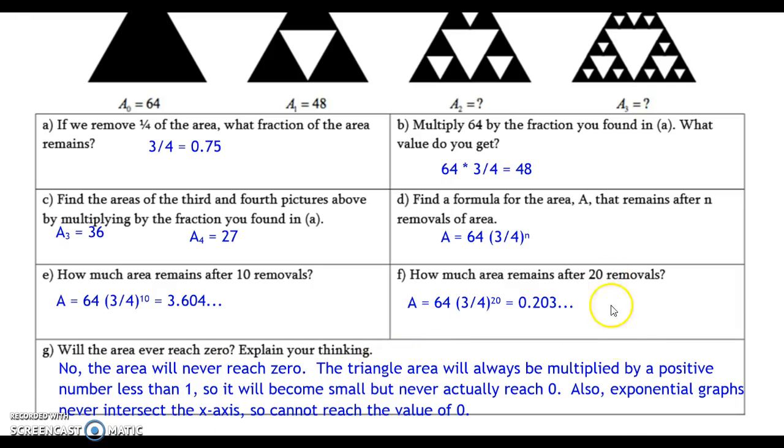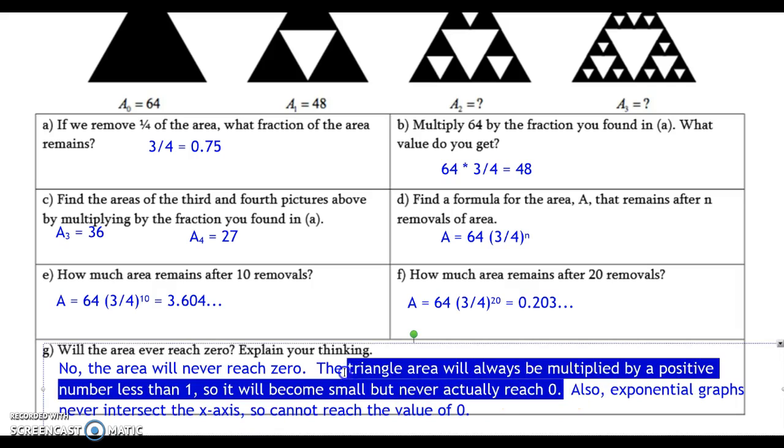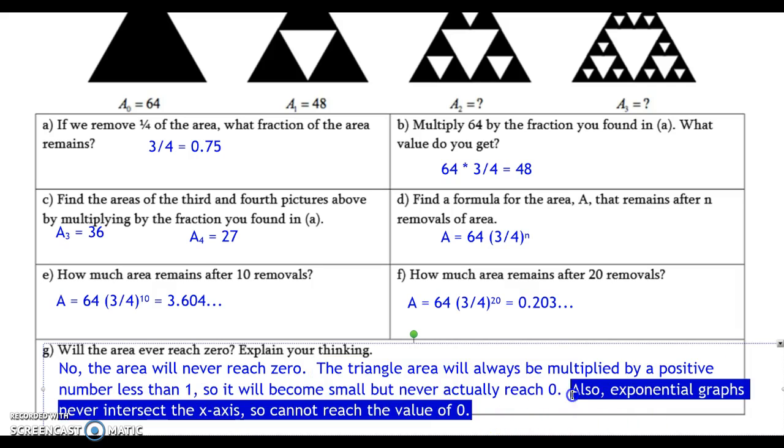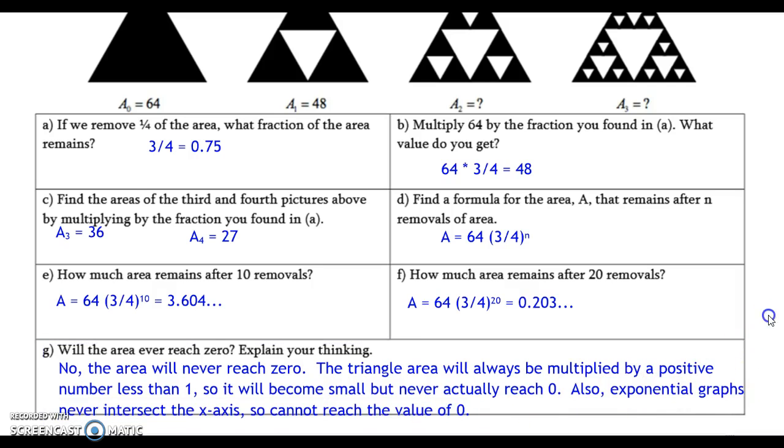The triangle area will always be multiplied by a positive number less than 1, so a positive times a positive can never reach 0, cannot become negative. Also, exponential graphs never intersect the x-axis, so they cannot reach the value of 0 either. In my opinion, this is the stronger part of the answer. You don't have to write this part, and I'm not confident that this is going to be sufficient to get your full points. So remember to make your answer in the mathematical form of the fact that positive numbers multiplied by each other cannot reach 0.